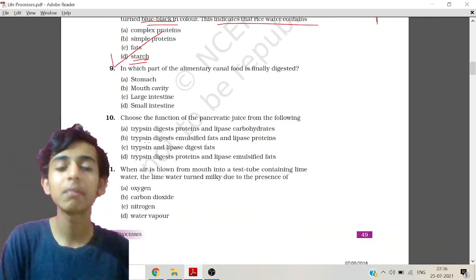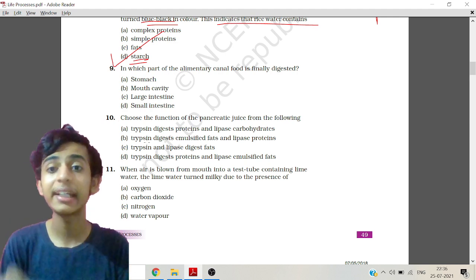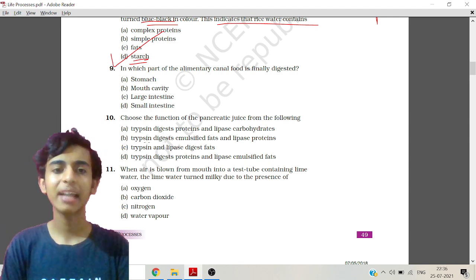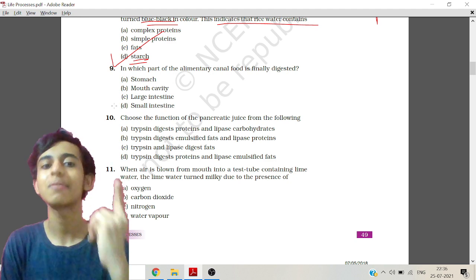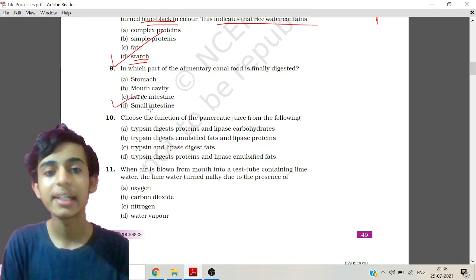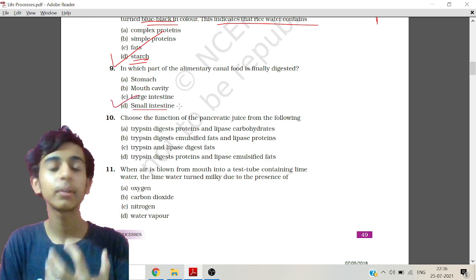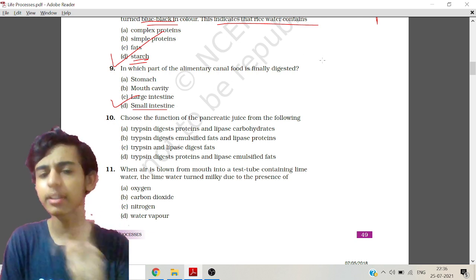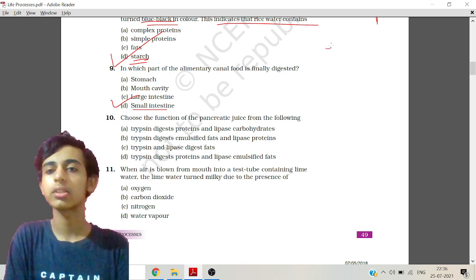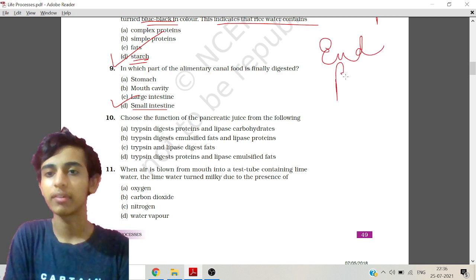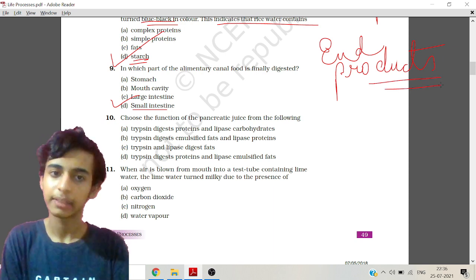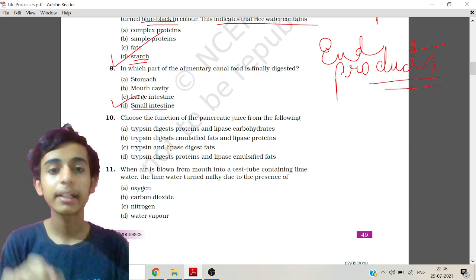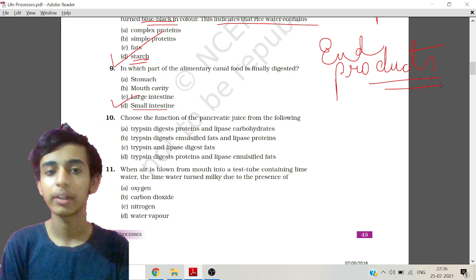9th question says, in which part of the alimentary canal is food finally digested? Easy. Stomach, mouth cavity, large intestine, small intestine. So the site of complete digestion is what? 3, 2, 1. It is the small intestine. In the small intestine, the end products are also formed. What are they? You have to let me know in the comment section. So the end products of digestion.